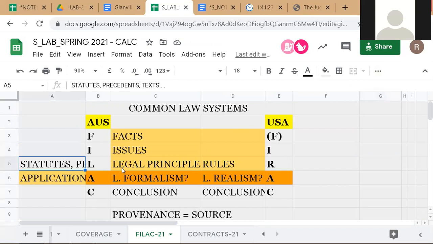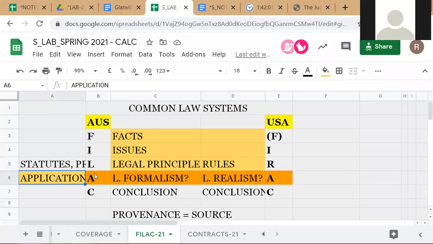So obviously in a common law system, when we talk about legal principles, we'll be talking about statutes, precedents, and texts, as in well-known law books. You will see in some of the contract cases, they refer to law books, actually textbooks on contract law. Legal principles in the U.S. system are called R, for rules. Rules has essentially the same meaning: what are the legal principles or legal rules that should apply in this particular situation. Then you have the application of the rules, which is the same in both.